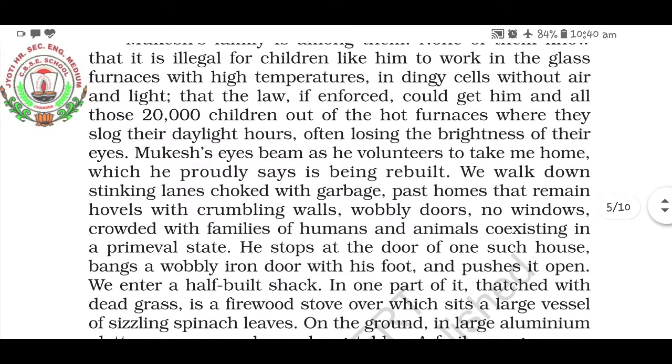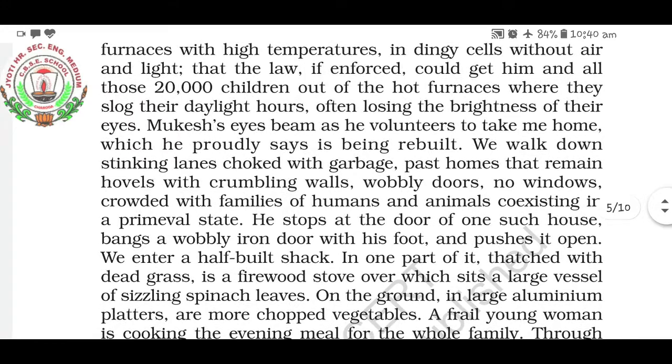When the author said, I would like to see your house, Mukesh's eyes beamed. They lit up. He was very happy, and he said that his house is a bit rebuilt. So he voluntarily took the author to his house.